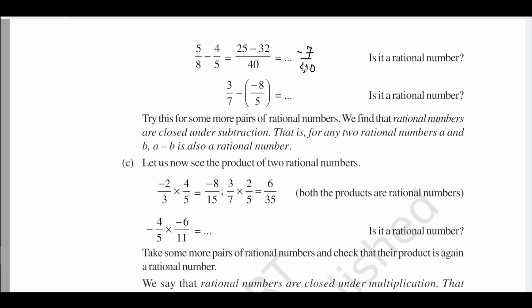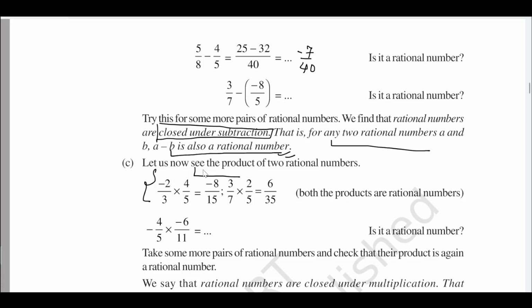So we saw two examples. Now we can say that rational numbers are closed under subtraction. It means that when we subtract two rational numbers, we will always get a rational number. That is, for any two rational numbers a and b, a minus b is also a rational number.